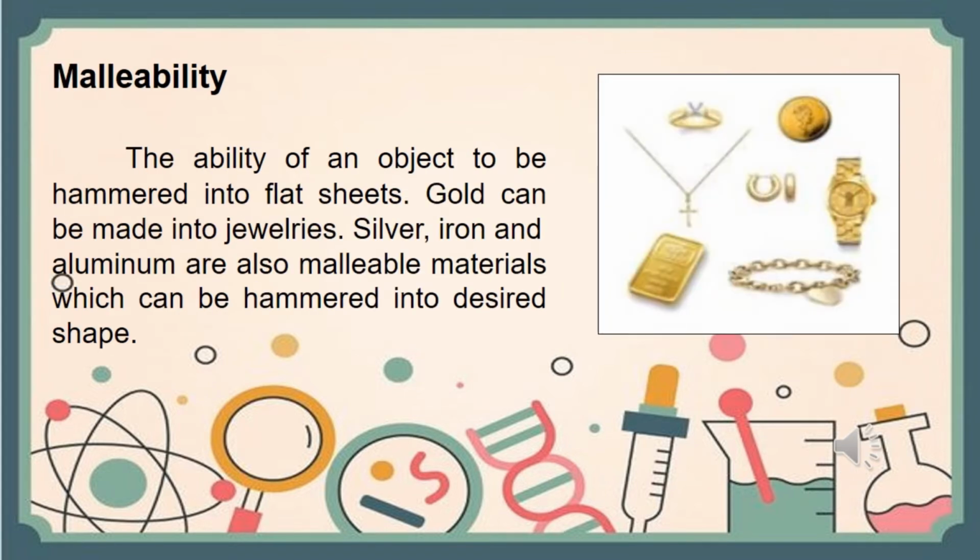Next is malleability. Malleability is the ability of an object to be hammered into flat sheets. Gold can be made into jewelries. Silver, iron, and aluminum are also malleable materials which can be hammered into desired shape.